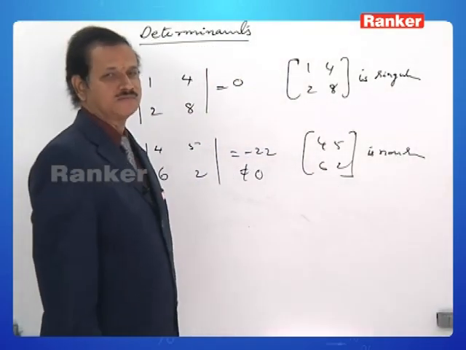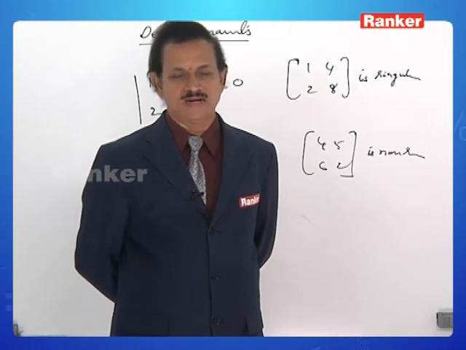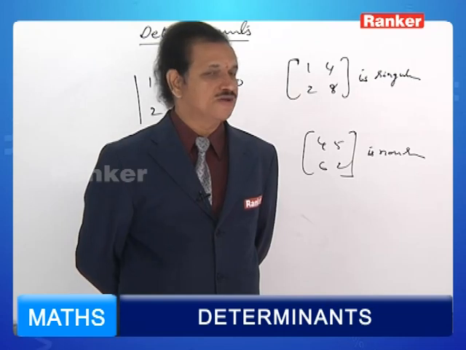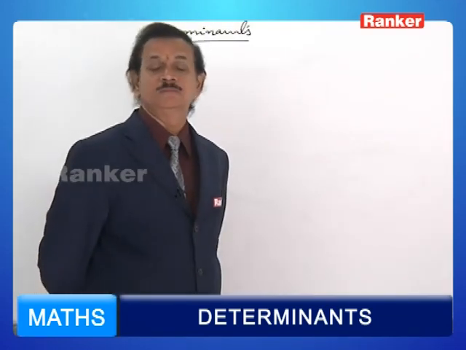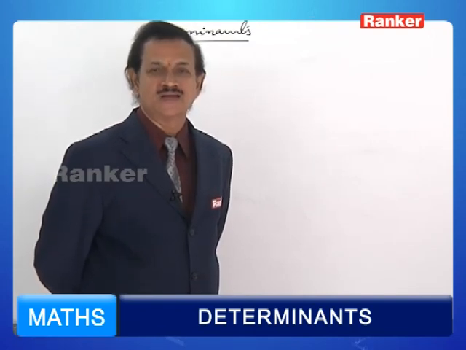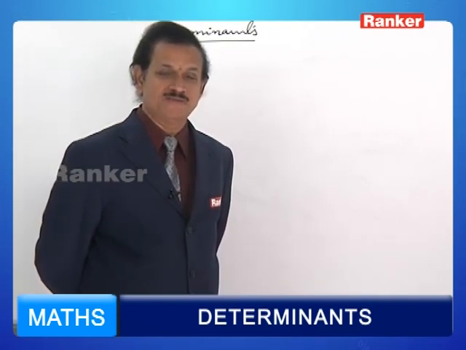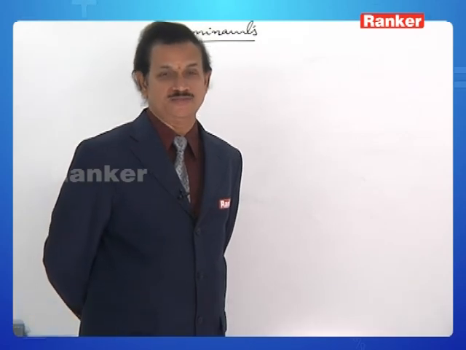What do you mean by a singular matrix and what do you mean by a non-singular matrix? Suppose A is a square matrix. If det A is equal to 0, then it is singular. If det A is non-zero, then it is non-singular. Now, so far we have seen the determinants of 1 by 1 matrices and 2 by 2 matrices. What about 3 by 3, 4 by 4, 5 by 5, like that? In general square matrices, how do you define the determinant?